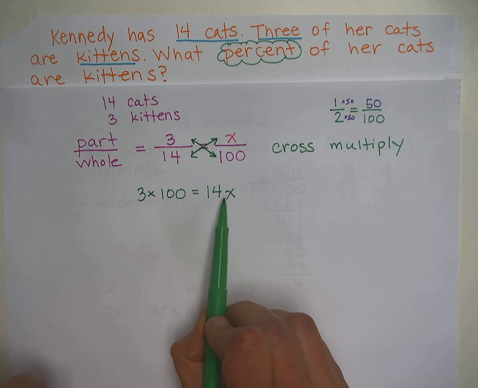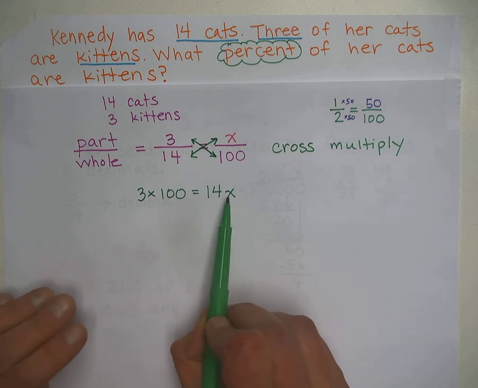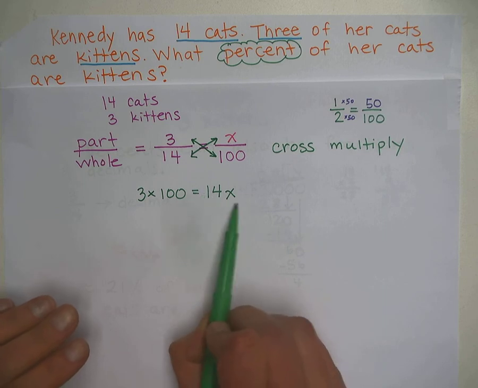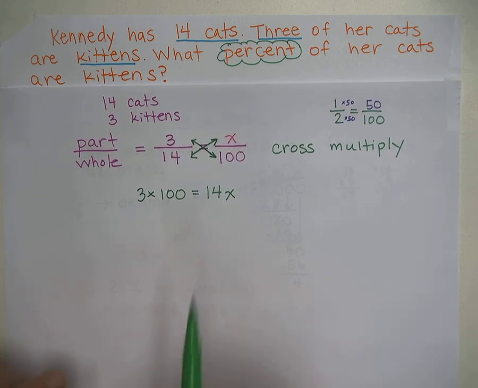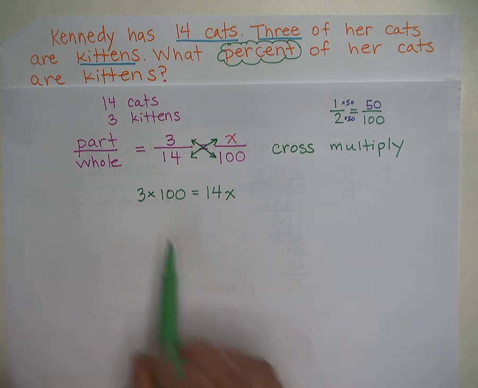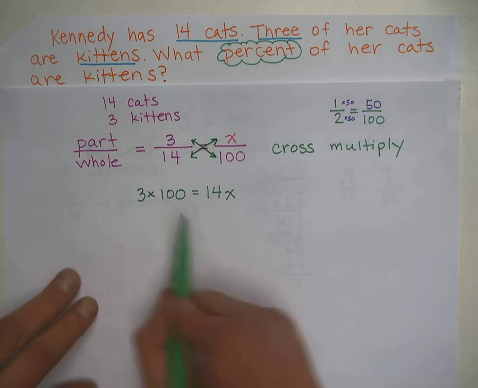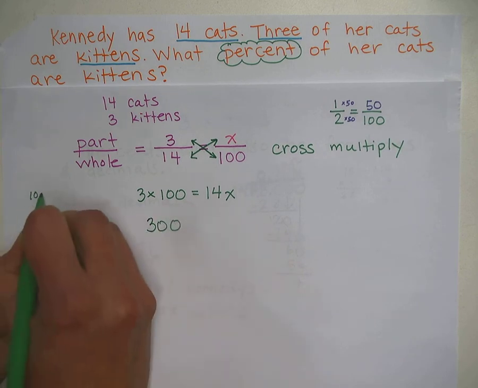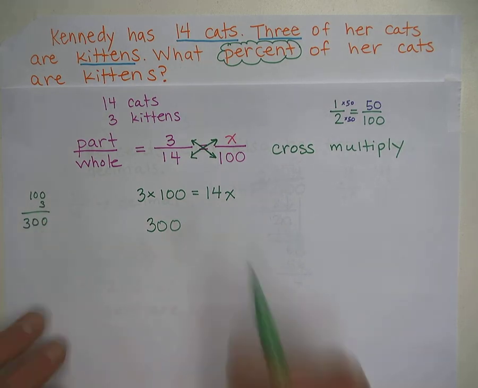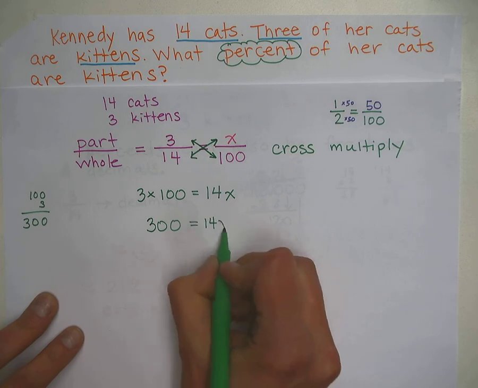You wouldn't write 14 with a multiplication symbol in between the x and the 14, because then it would just look like 14xx. So you just write it with the variable next to the 14. So this whole thing right here means 14 times x. Okay, so we're going to keep on going. So 3 times 100 is 300. If I did it over here on the side, with 3 times 0, 0, 0, 3, okay, is equal to 14x. Okay?